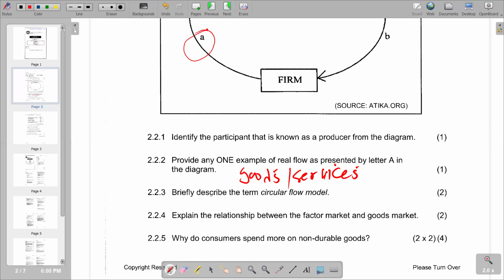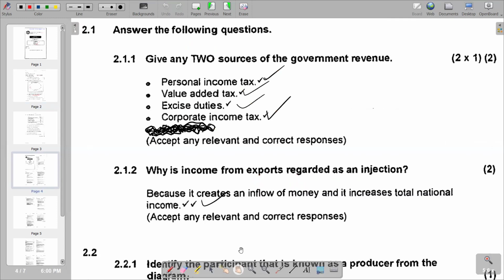Then 2.2.3, briefly describe the term circular flow model. So we have described the scenario that we have. We've got a circular flow model with participants inside the economy, and then we've got a movement of real flows and money flows. So basically, that's what we have. And the question is for 2 marks, so you have to briefly describe. So we go to the other section to see the description according to this video.